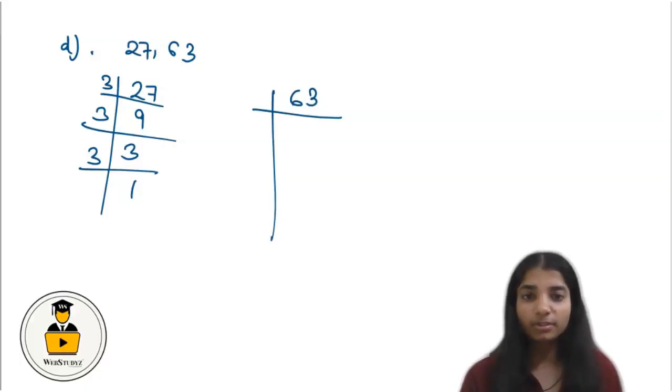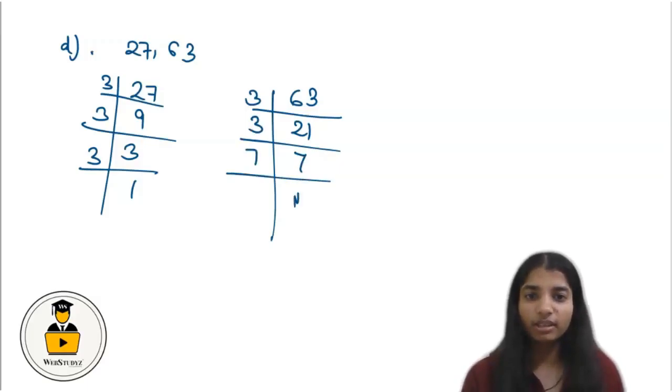It is clearly visible that 63 is not divisible by 2, but it is divisible by 3. So when we divide 63 by 3, we get 21. Again, 21 is divisible by 3. When we divide 21 by 3, we get 7. When we divide 7 by 7, we get 1.